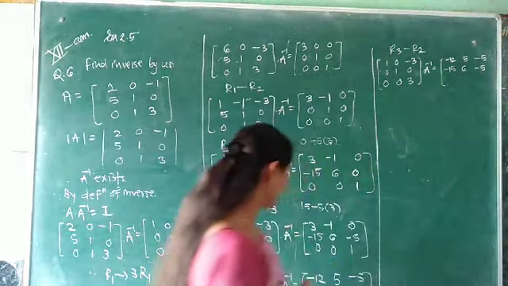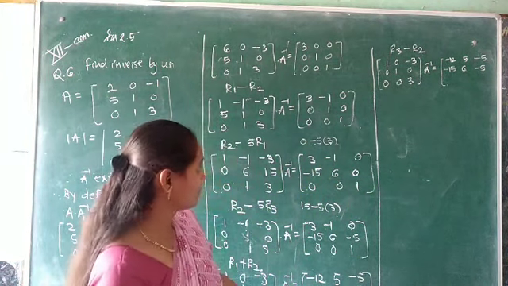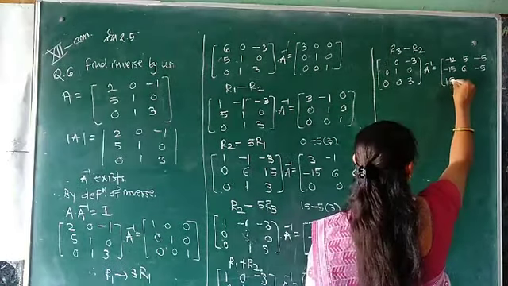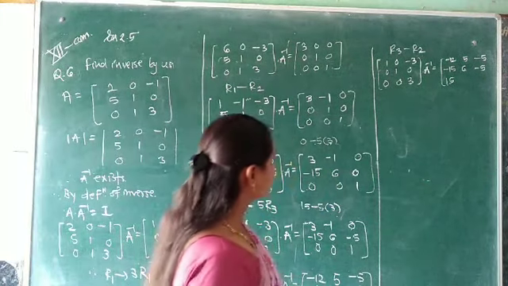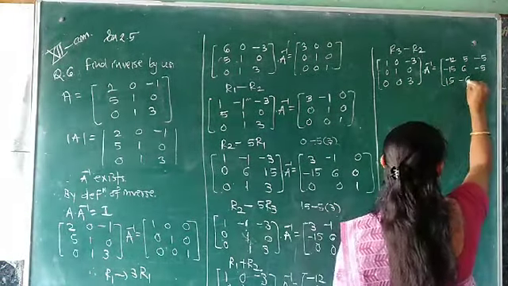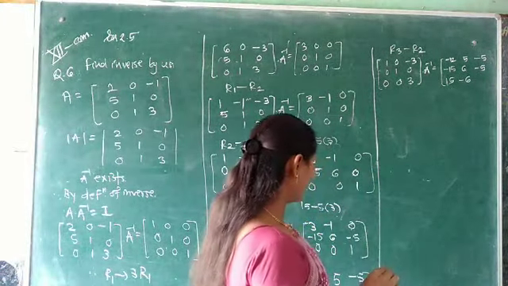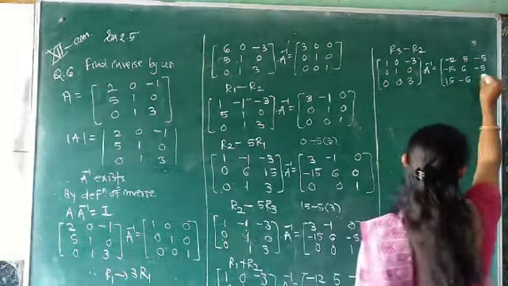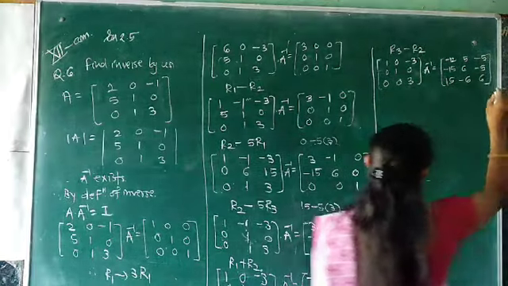Now change in R3. So let us check here. 0 minus of minus 15 that is plus 15. Next is 0 minus 6, minus 6. And here 1 minus 5. So minus minus plus, then it is 6.